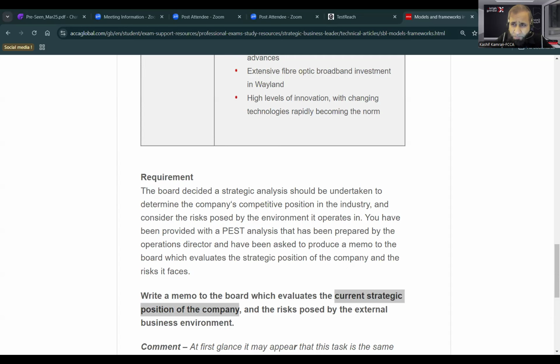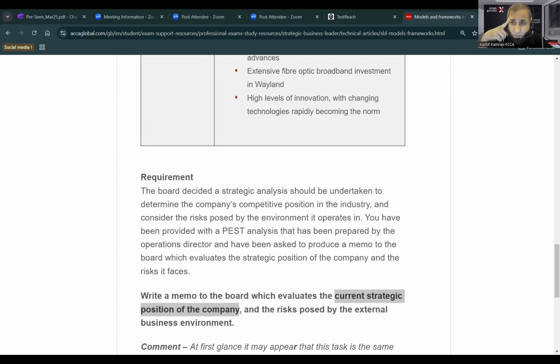Current strategic position. When you look at the word current strategic position, it means the current strengths and weaknesses. Current is always your strengths and weaknesses, right? Risk and opportunities is always the best, because PEST can be a source of risk, PEST can be a source of opportunities. The examining team is saying the risk posed by the external environment. So you will read Exhibit 1 and read the political, economic, social, and technological environment to identify the risk. But what about the current strategic position?